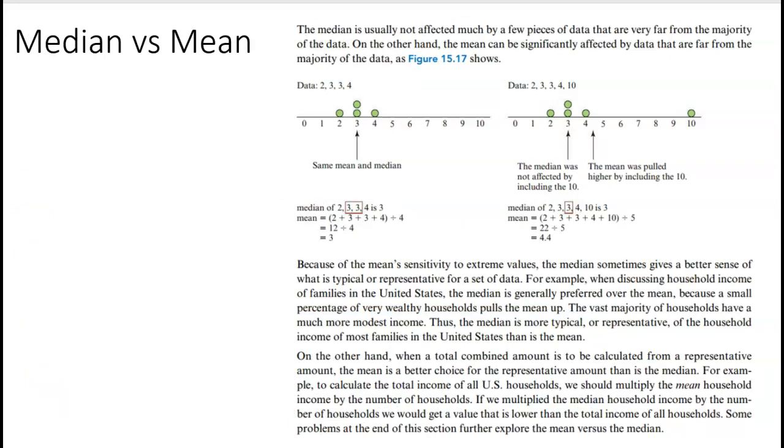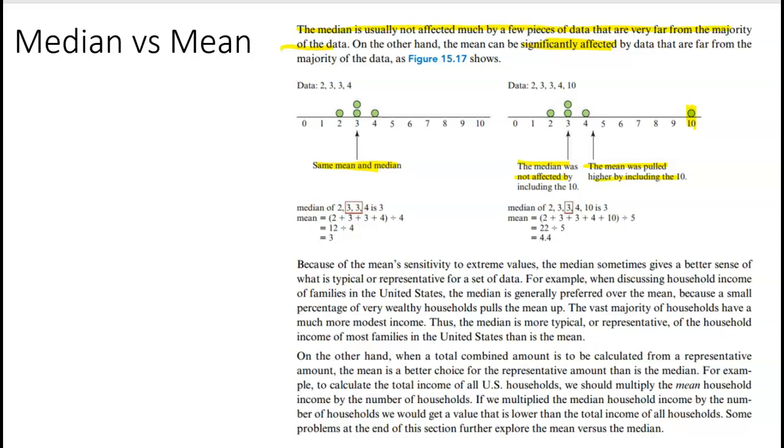So when we talk about the median, it is not affected much by a few pieces of data that are very far outliers. The median is not affected by those, but the mean can be significantly affected. When we have this data all close together, they have the same median and mean. But when we have this data with this outlier over here, the median was not affected, but the mean was pulled to be higher. Because of the mean's sensitivity, the median sometimes can give us a better sense of what is typical if we have any outliers.